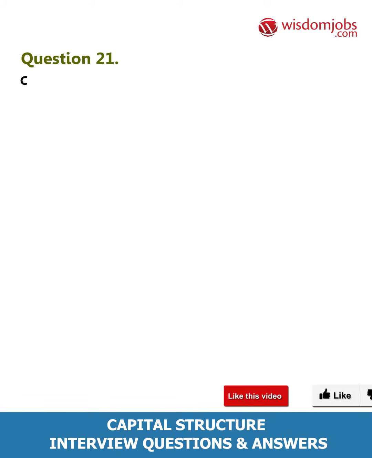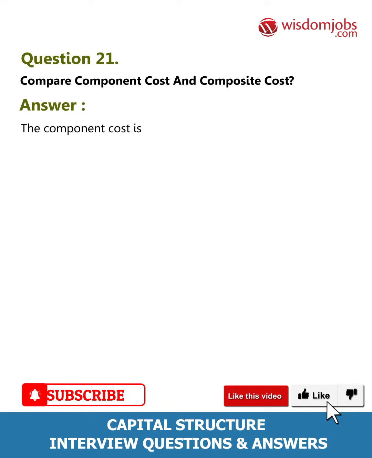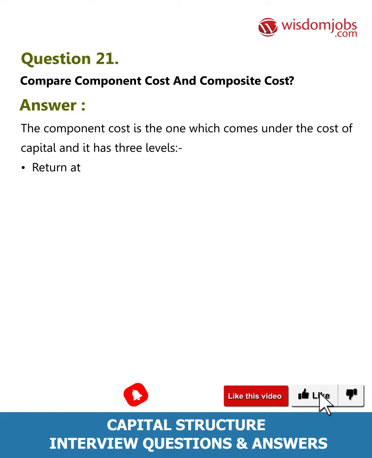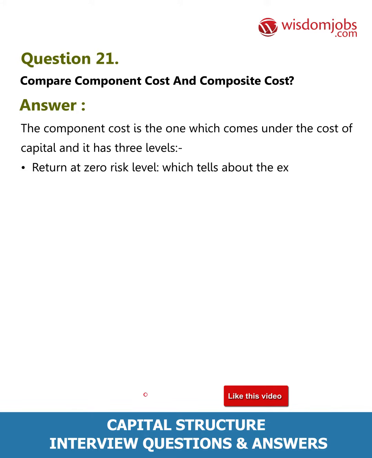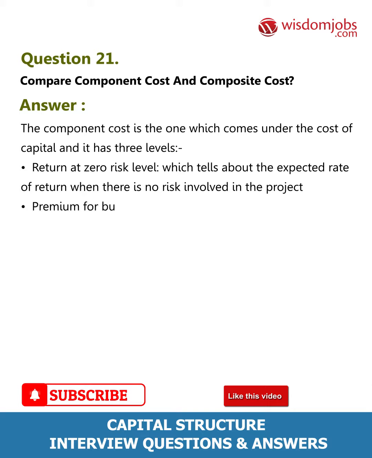Question 21. Compare component cost and composite cost. Answer. The component cost is the one which comes under the cost of capital and it has three levels. Return at zero risk level, which tells about the expected rate of return when there is no risk involved in the project. Premium for business risk.